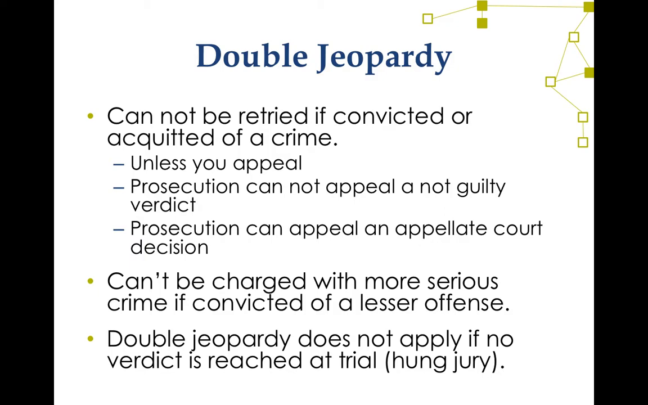So double jeopardy is also a protection you have, and it says you cannot be retried if convicted or acquitted of a crime unless you appeal. So the prosecution cannot appeal a not guilty verdict, but they can appeal an appellate court decision. You can't be charged with a more serious crime if convicted of a lesser offense. Double jeopardy does not apply, however, if you have a hung jury. So if the jury deliberates and they can't come to a decision, then you can be retried. Jeopardy has not attached.